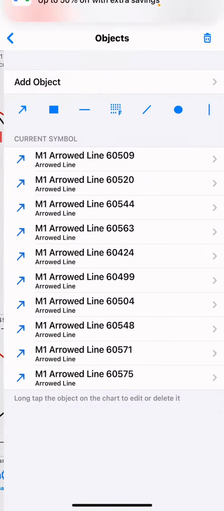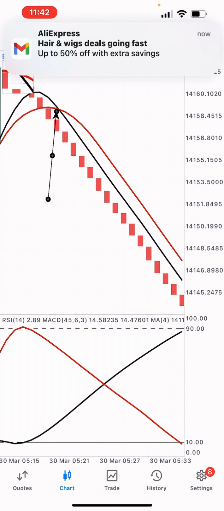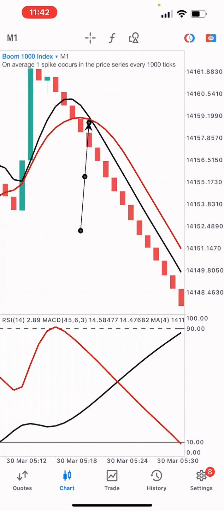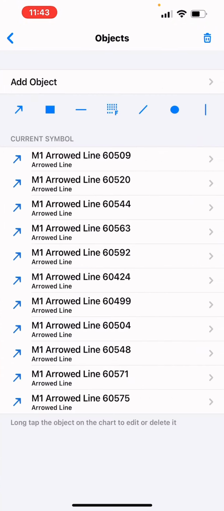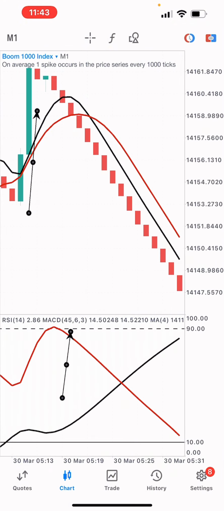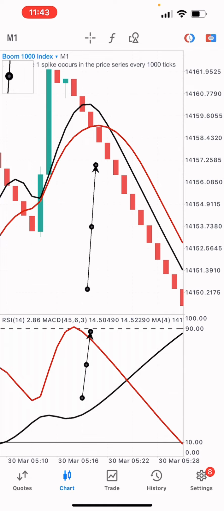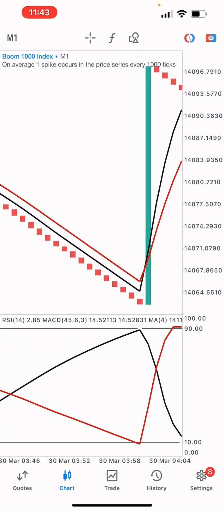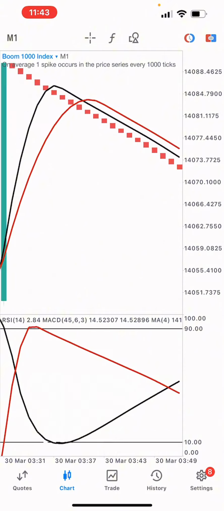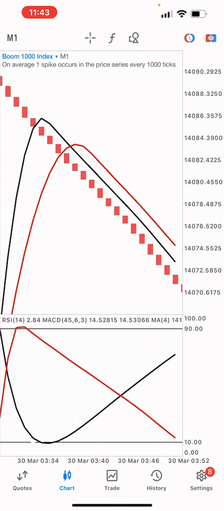Right here, guys, you can clearly see that there was a spike, and then we have the red indicator being above, the black being below. You can sell upon the crossover of the moving average, take your 10 candles, your 13 candles, as the case may be. So here again we have a wonderful perfect setup, guys.